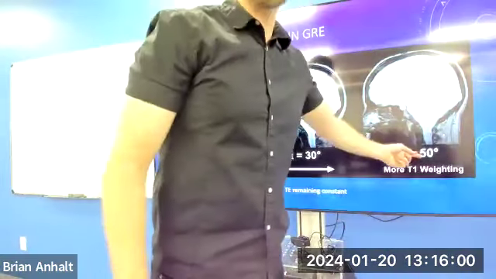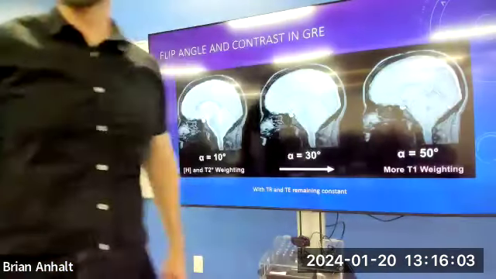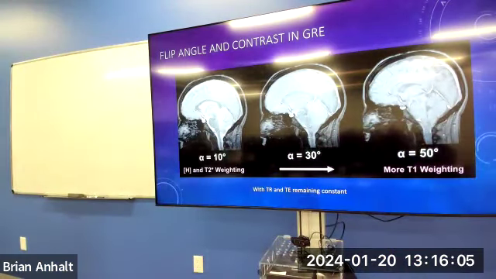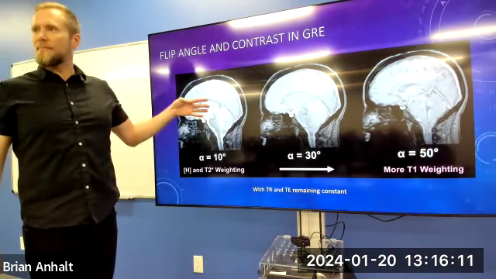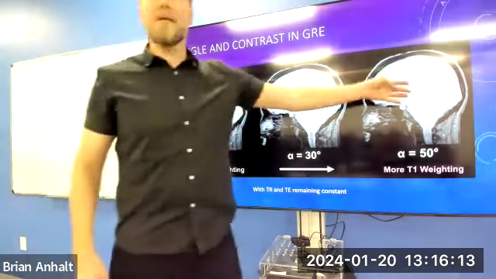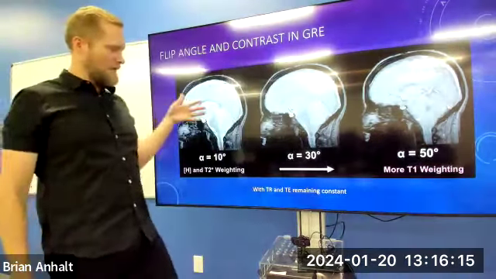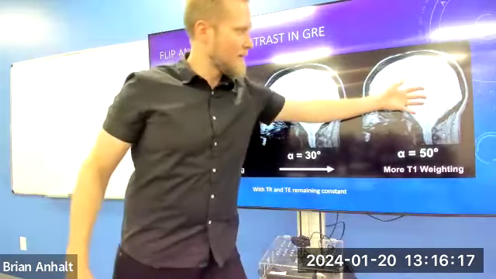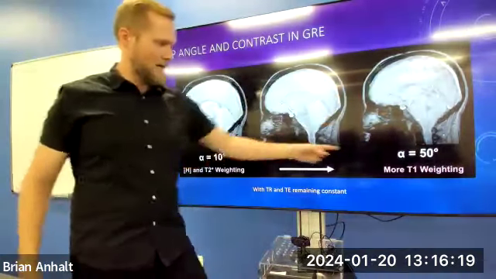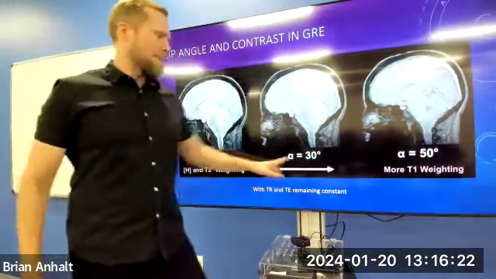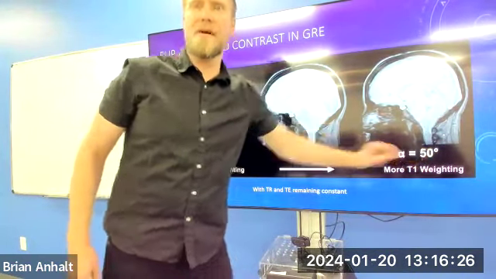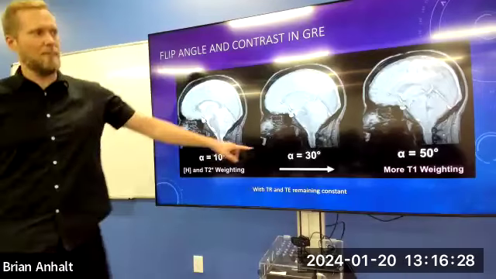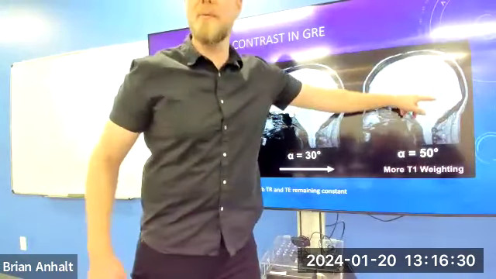Now we flip to 50. What's happening to water now? Much darker, right? It's becoming more what weighted, would we say that? This is probably T2 star, bright fluid, dark fluid now, right? So we're going from T2 star to what? More T1 weighting by doing what? Increasing our flip angle, right? TR is always short. By increasing our flip angle though, we're getting more T1 contrast.